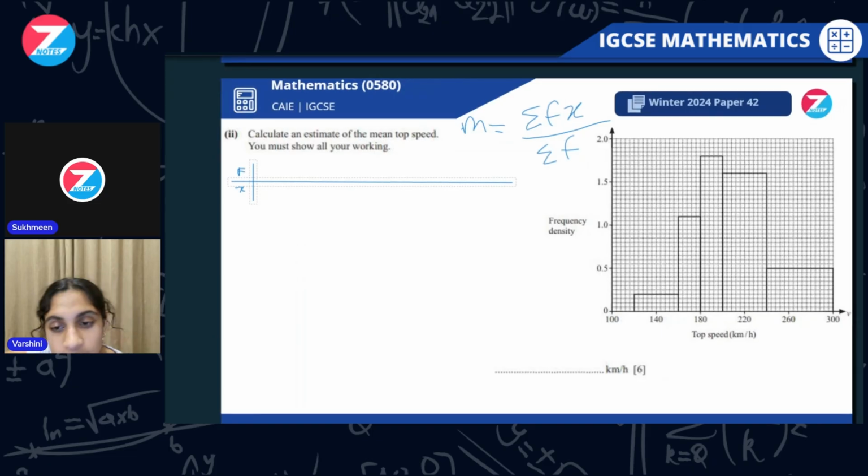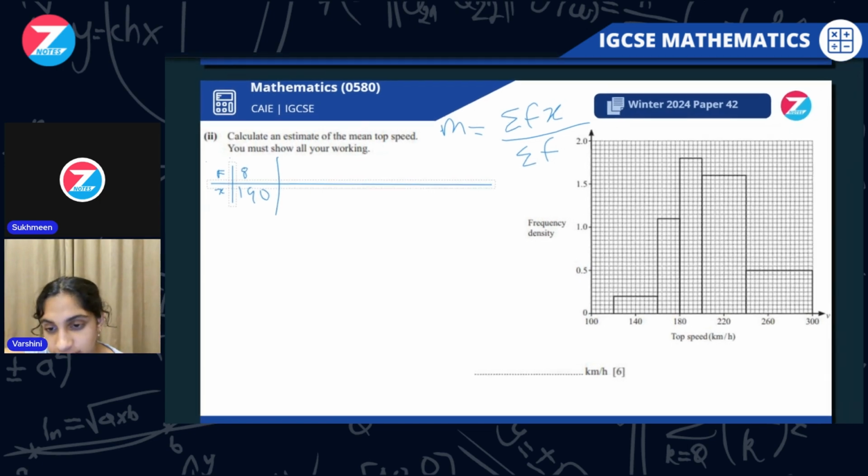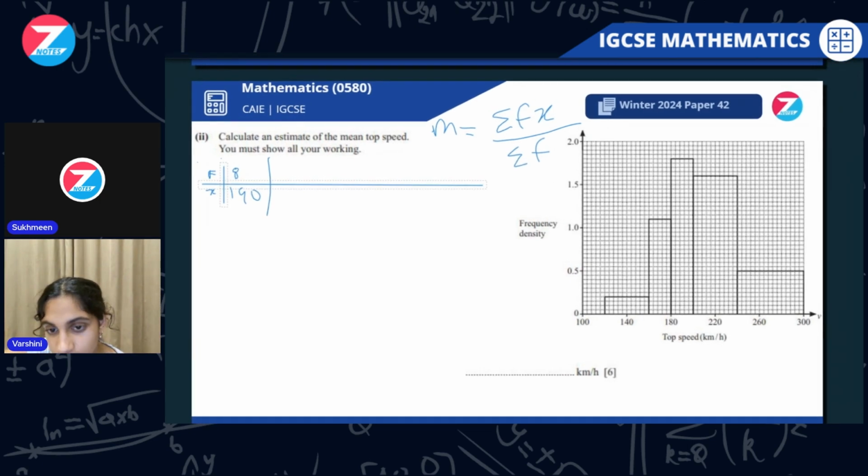We already know our first frequency is 8. And we know that our x value is the midpoint, which is going to be 140. Okay, so for our next frequency, we have to find the one for this bar. Again, it's just going to be frequency density times the class width. And we know this point is 160.